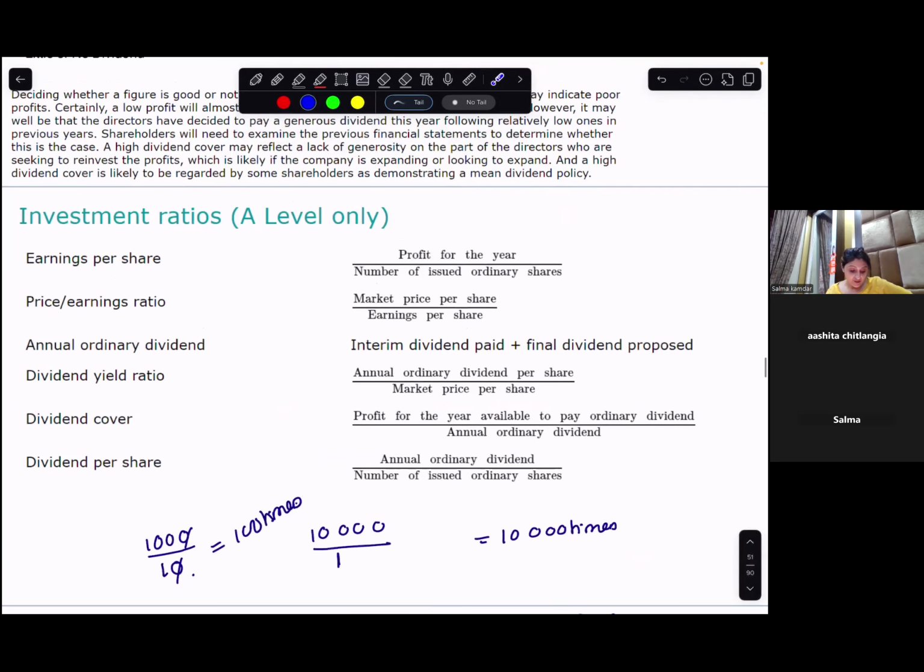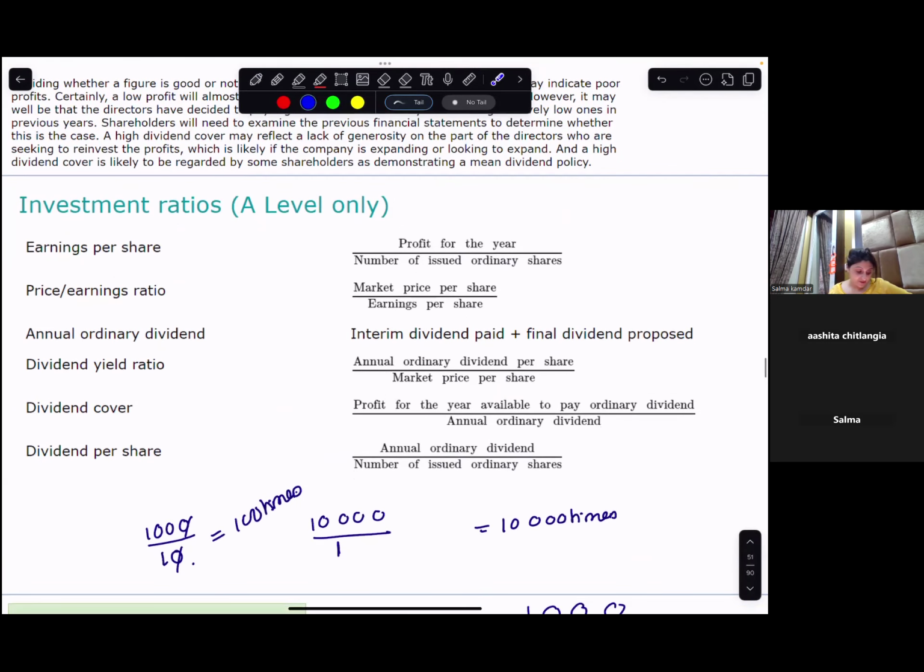So we did two ratios. What were the two ratios? The first ratio was earnings per share, and the second one was price earnings ratio. What is the formula for earning per share? Profit for the year upon number of ordinary shares issued. And price earning ratio? Market price per share upon earnings per share. So more is better, because the shareholders are confident.